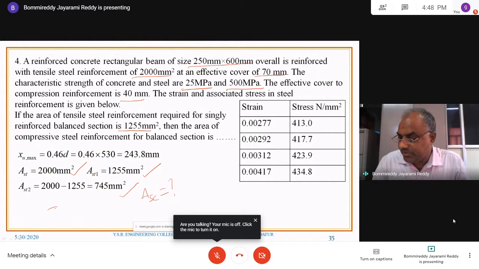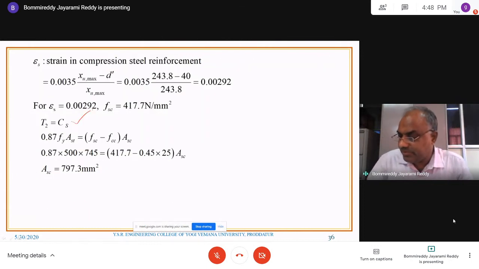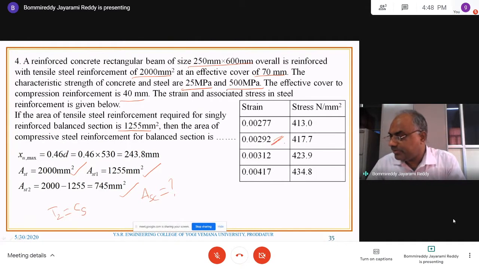What is ASC means? T2 will be equal to CS. Additional tensile steel resistance will be equal to compressive resistance of the steel reinforcement, and accordingly use this formula. So 0.87 Fy AST2 equal to FSC minus FCC ASC. Here what is FSC? FSC is based on the strain. What is the strain? 0.00292. If it is 0.00292, what is the stress? 417.7. It is given along with the question.